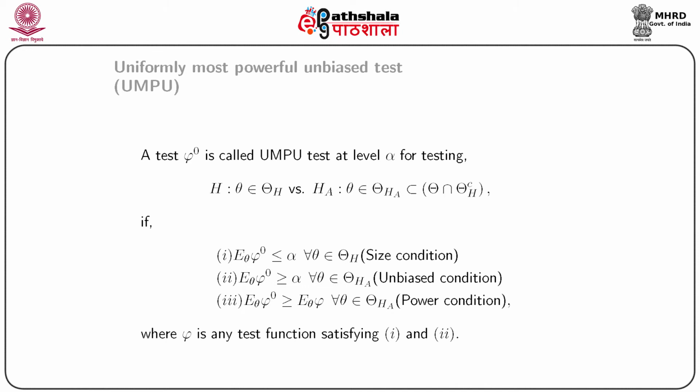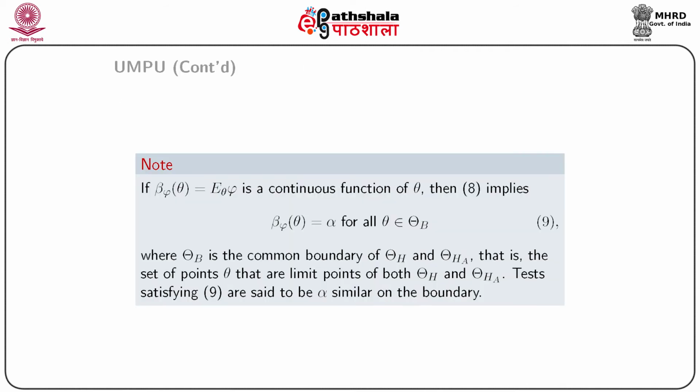And number 3, expectation under θ of ψ₀ is greater than or equal to expectation under θ of ψ for all θ belongs to Θ_HA. This is actually the power condition, where ψ is any test function satisfying 1 and 2. Note that if β_ψ(θ), which is equal to expectation of ψ under θ, that is the power function of the test ψ, is a continuous function of θ, then 8 implies β_ψ(θ) is equal to α for all θ belongs to Θ_B.